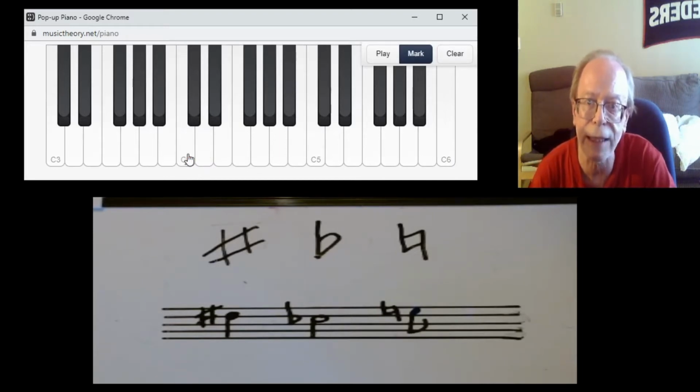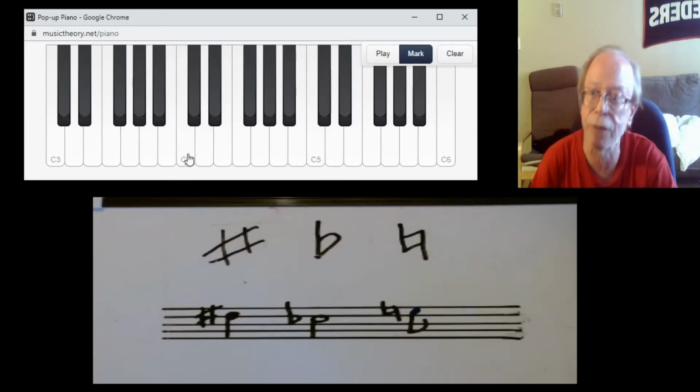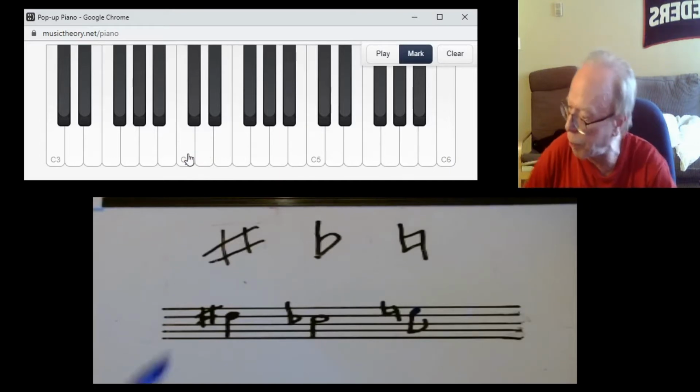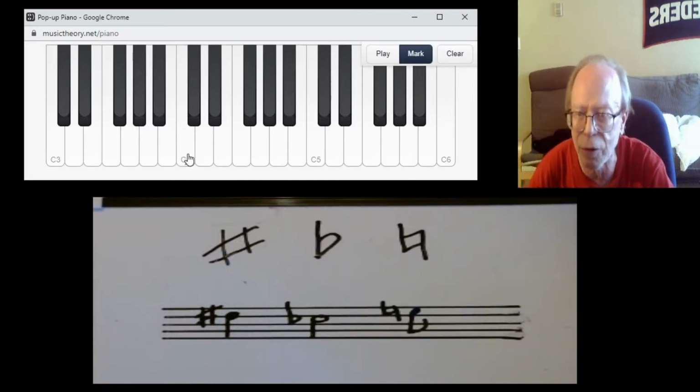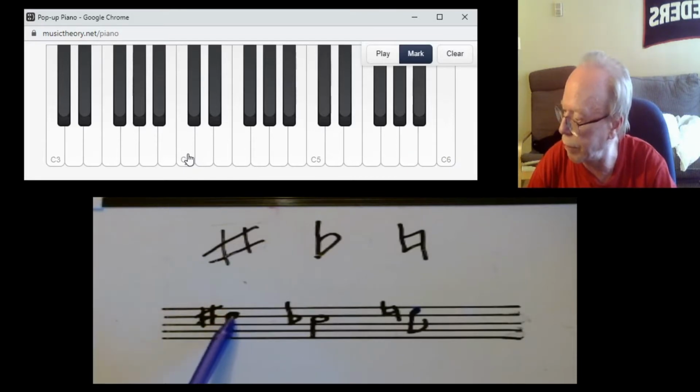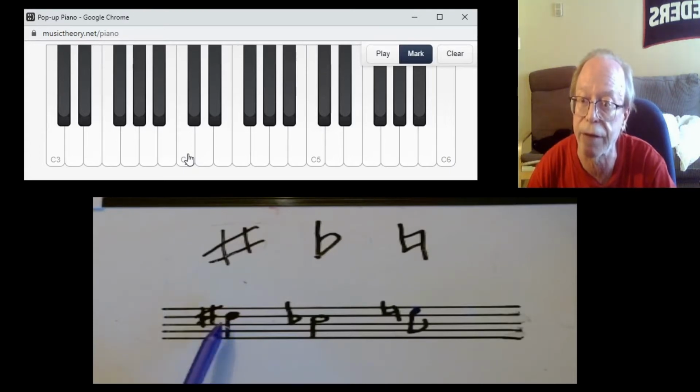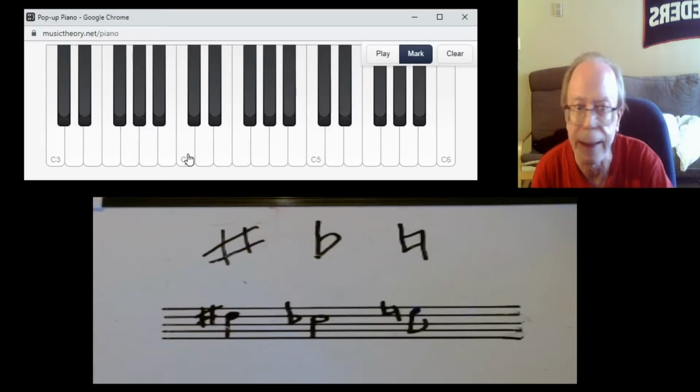So the first accidental I want to introduce you to is the sharp, which is this thing. Kind of looks like a tic-tac-toe board, or you've seen it on Twitter. And it goes right in front of a note. It doesn't really matter which note that is. It could be a D in the treble clef, an F in the bass clef. I didn't give you a clef. It just goes in front of it. And what a sharp does is it just raises the note a semitone.